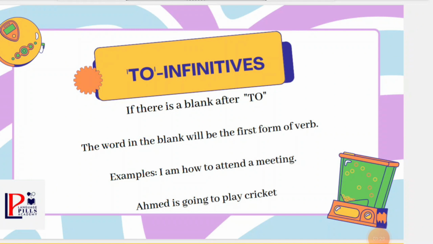You need to remember if there is a blank after to, the word in the blank will be the first form of verb. That is, with the to, we use the first form of verb. Examples are, I am here to attend a meeting. Ahmed is going to play cricket. I am going to the party today.